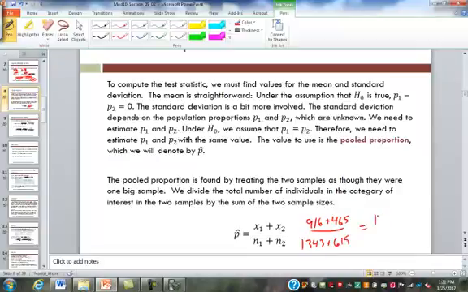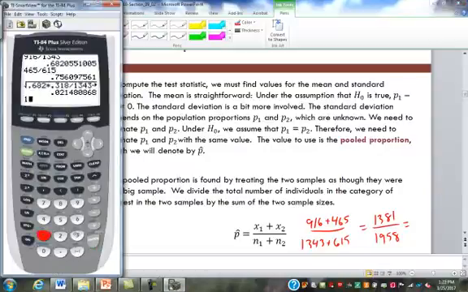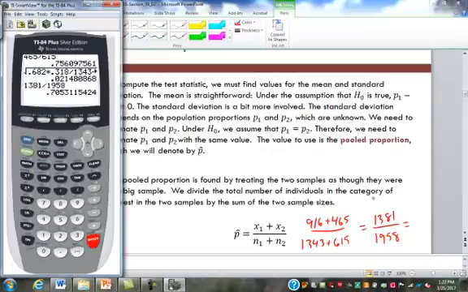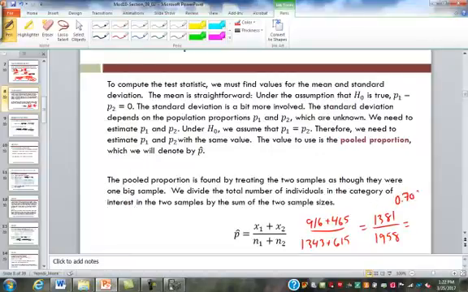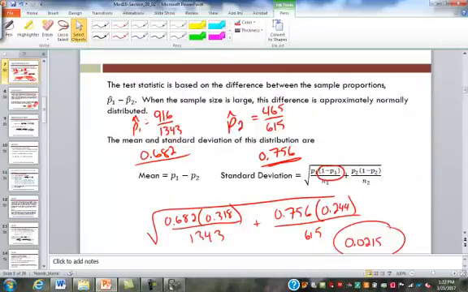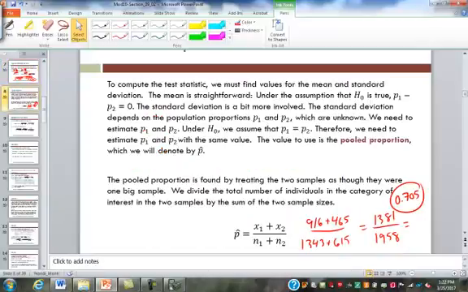So what is that? 1381 over 1958. We would divide that out to get the pooled proportion. And it should be between the two sample proportions, so 0.705. Notice we had proportions 0.682 and 0.756. 0.705 is kind of like a weighted average. It's closer to the 0.682 because that sample was a lot bigger to begin with. It's twice as big, so we should be closer to the 0.682.